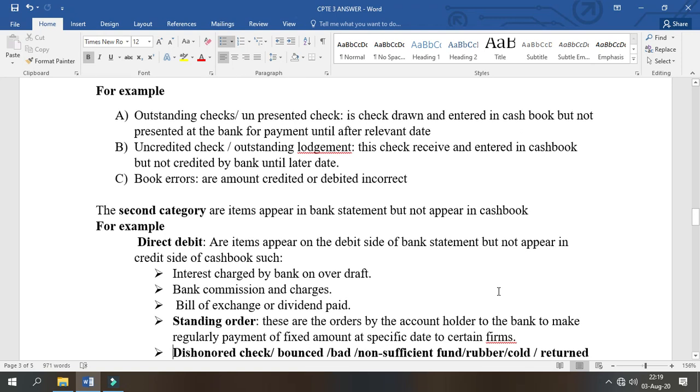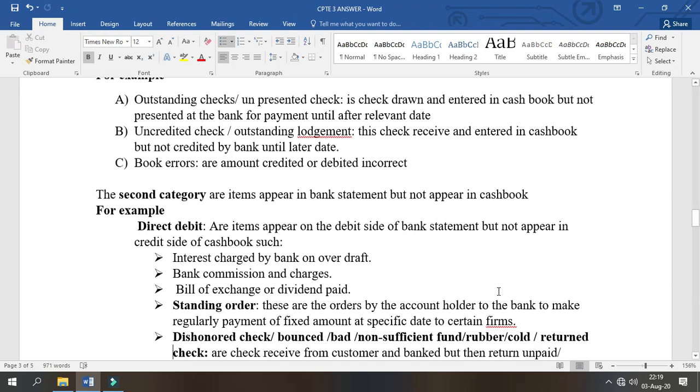Another example is a standing order. A standing order is also an example of a direct debit. Standing orders are orders by the account holder to the bank to make regular payments of a fixed amount at a specific date to a certain firm or person.